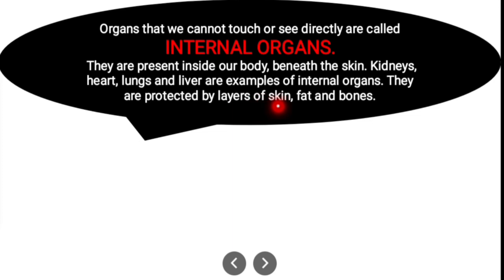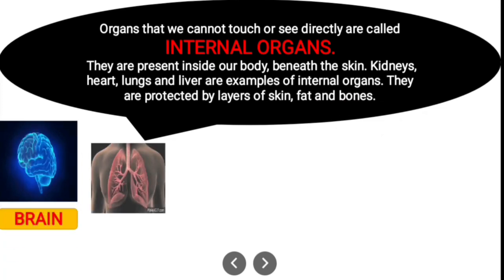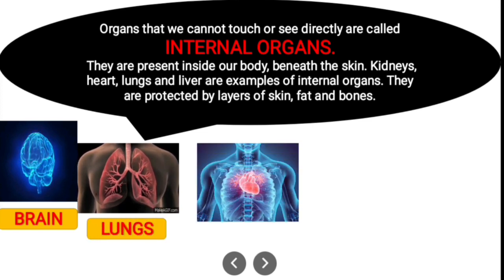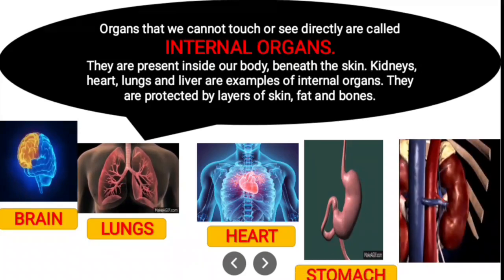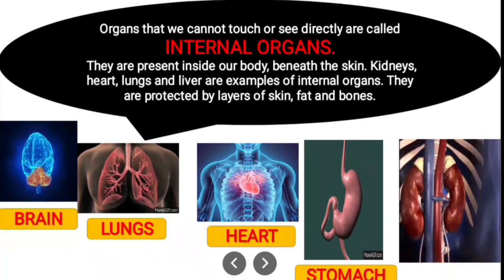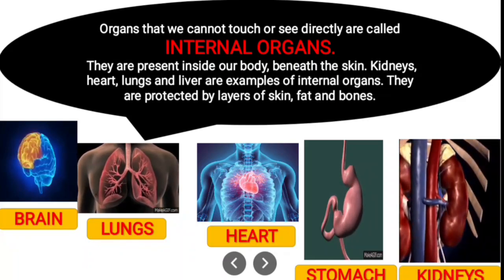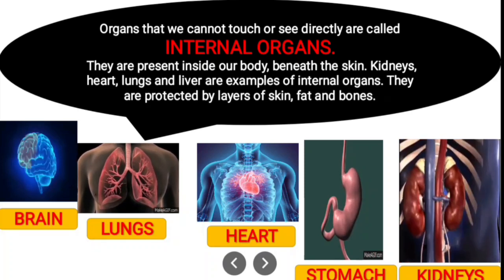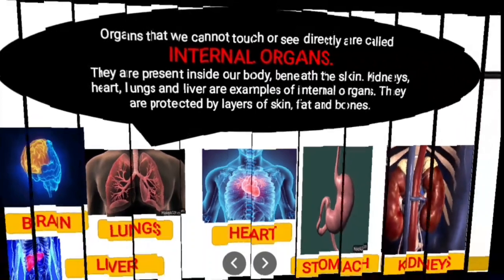Kidneys, heart, lungs and liver are examples of internal organs. They are protected by layers of skin, fat and bones. So we have brain, we have lungs, we have heart, we have stomach and we have kidneys. So these all are the internal organs that we cannot see. They are beneath our skin and they are protected by layers of skin, fat and bones. And we have liver. So let us study about each internal organ.